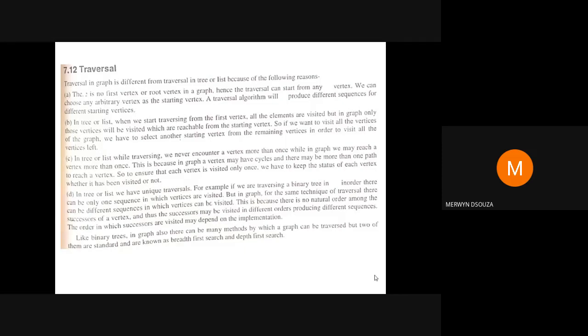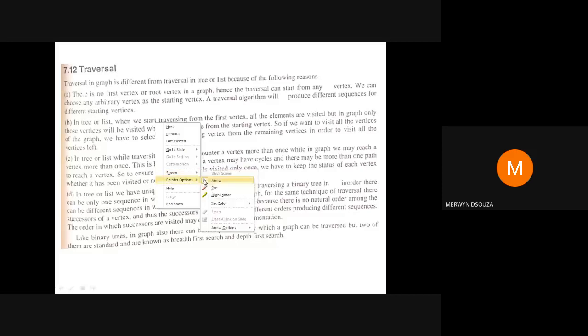We had learned that there were three types of traversals. Common traversals were in-order, pre-order and post-order. In this slide, we are looking at some of the differences in the traversal between a tree and a graph. In a tree, if you remember, we always started the traversal from some root node. But in a graph, we do not have a root node. So the traversal can start from any vertex.